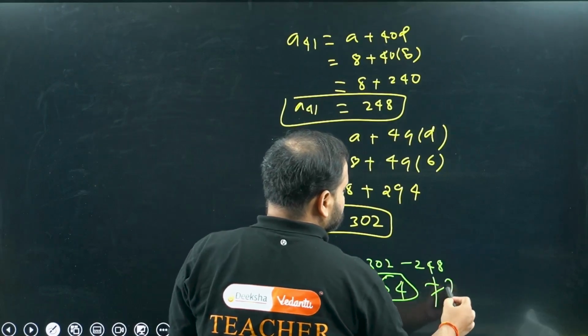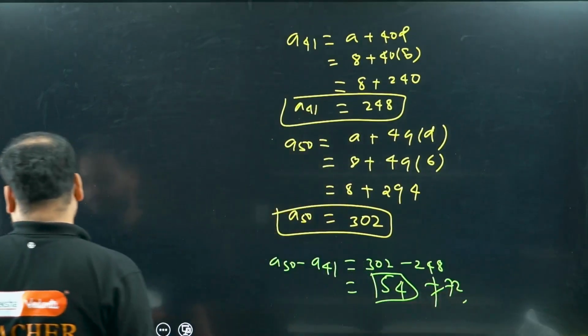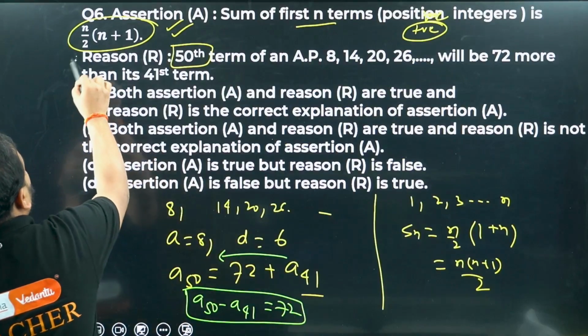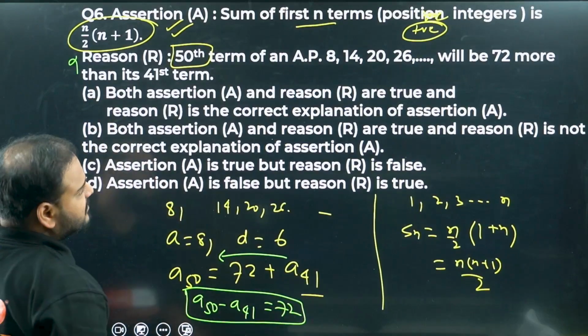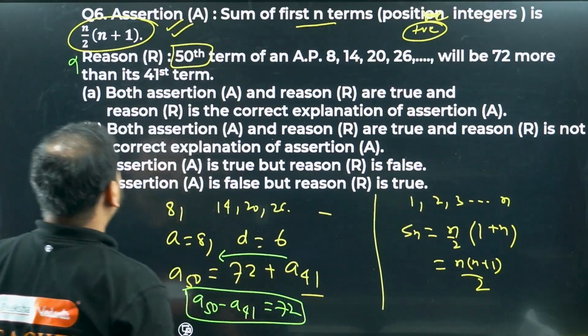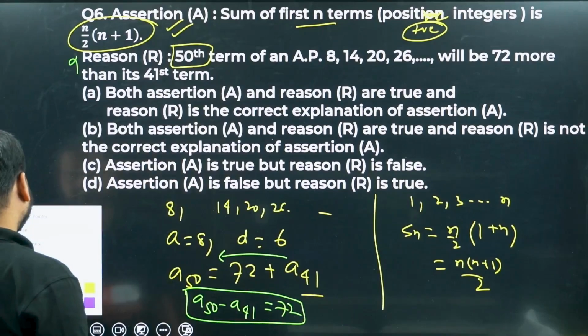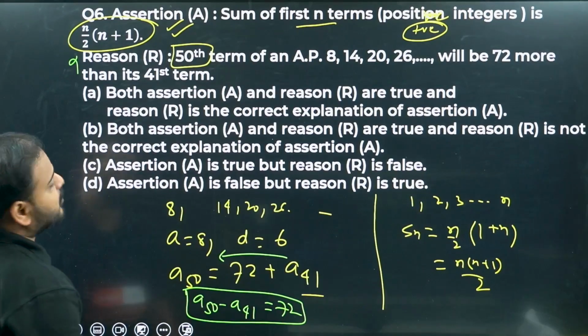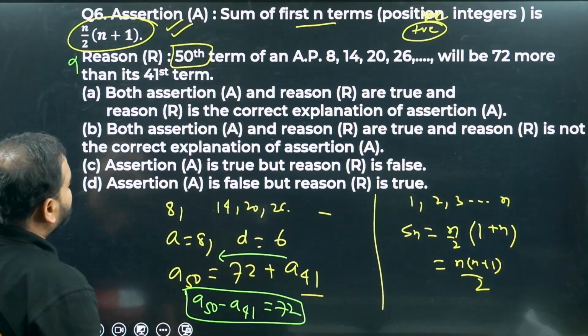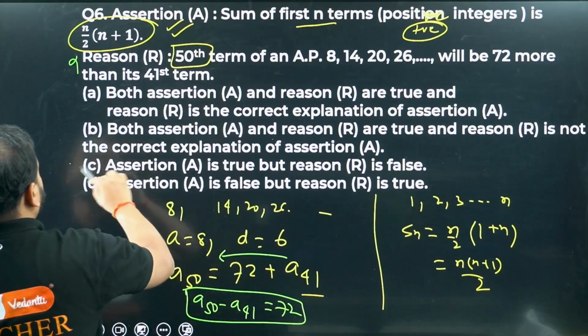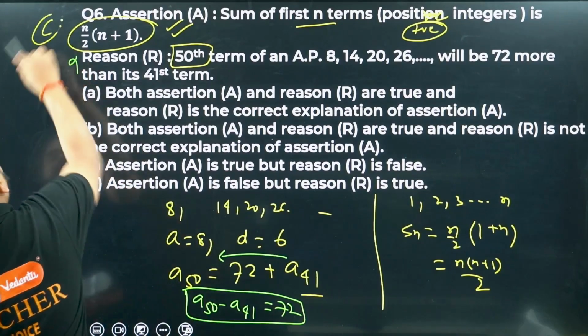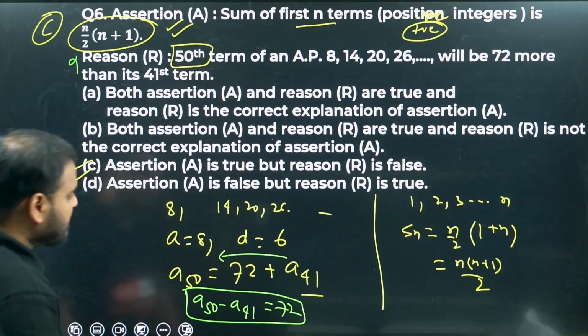So it is not equal to 72. So the reason is incorrect. Assertion is correct. So the answer is: assertion is true, reason is false. So option number C again. Option number C again. Okay, please have a look.